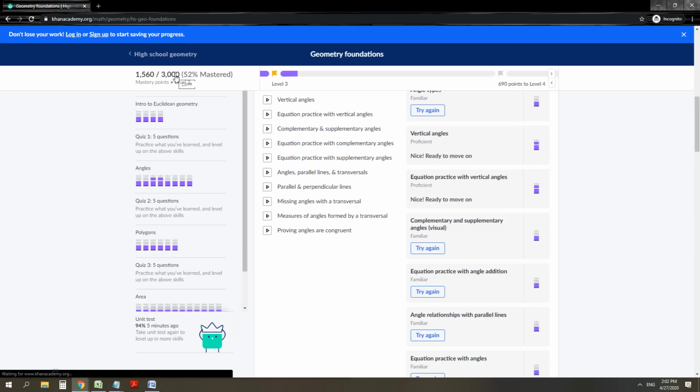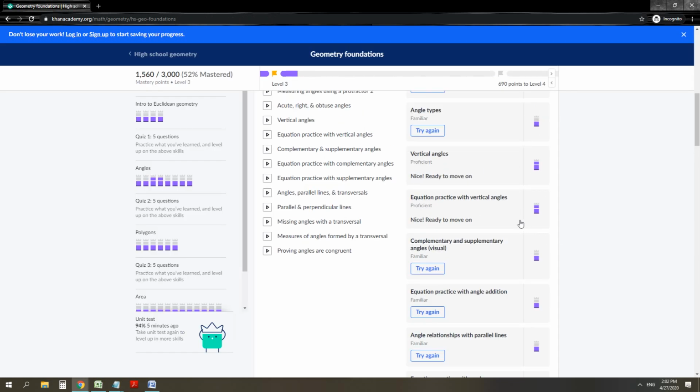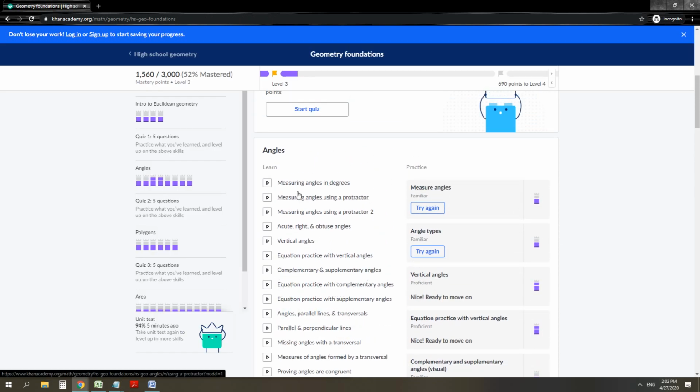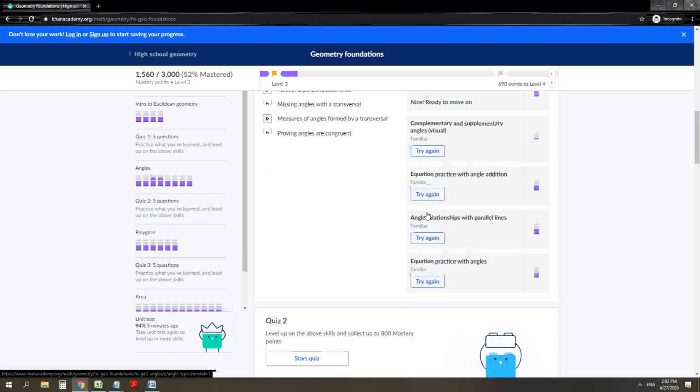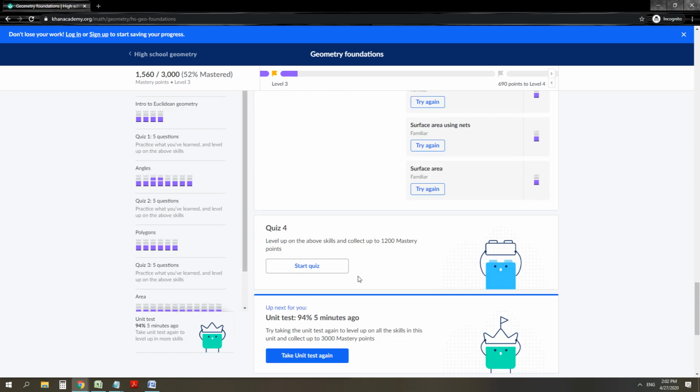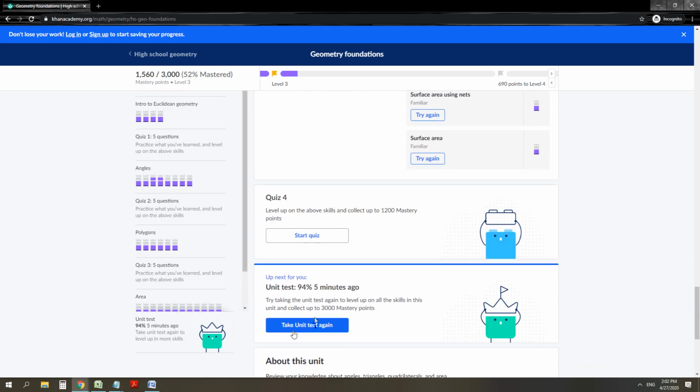So work on these, mess around with them. If you're getting stuck, go back, watch the video, do the practice problems. But yeah, your goal should be to get to do the unit test and get perfect mastery.